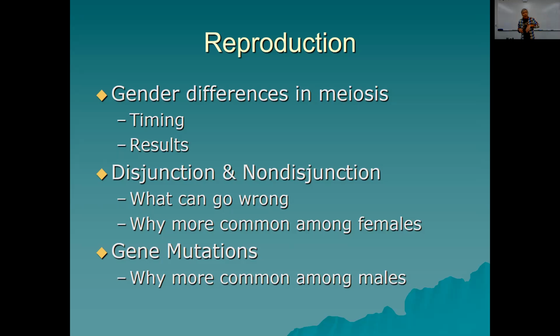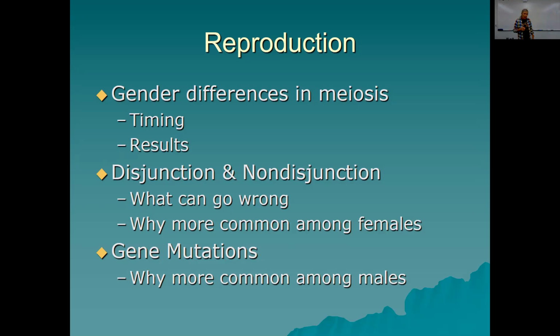But XYY, that had to have happened in males because females don't have a Y, so how could they have a non-disjunction between Ys? So anyway, those are called chromosome mutations, when you have changes in the whole chromosome, aneuploids, more common in females. But gene mutations are mutations in individual genes.